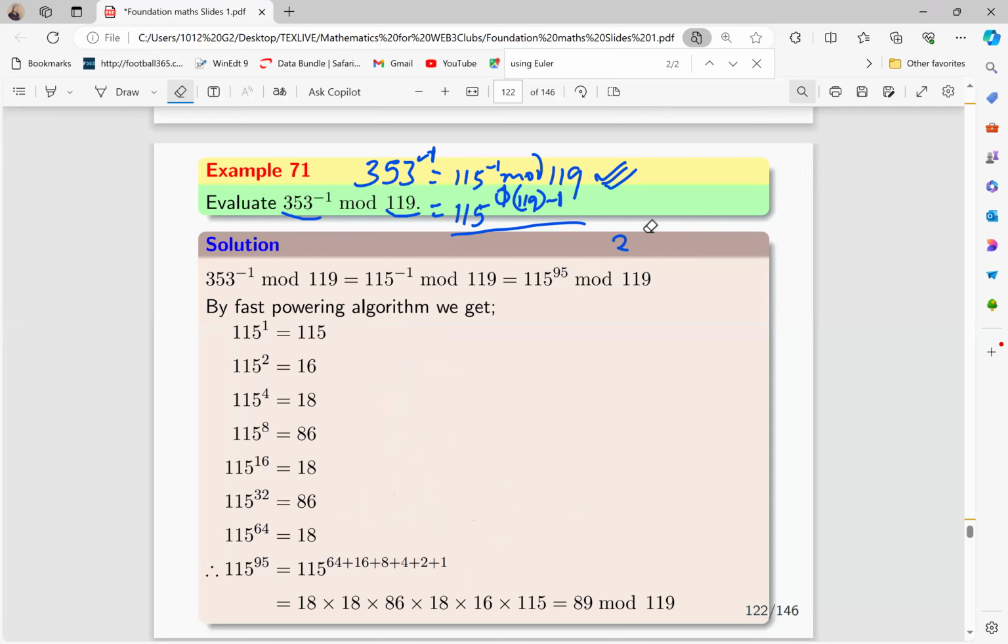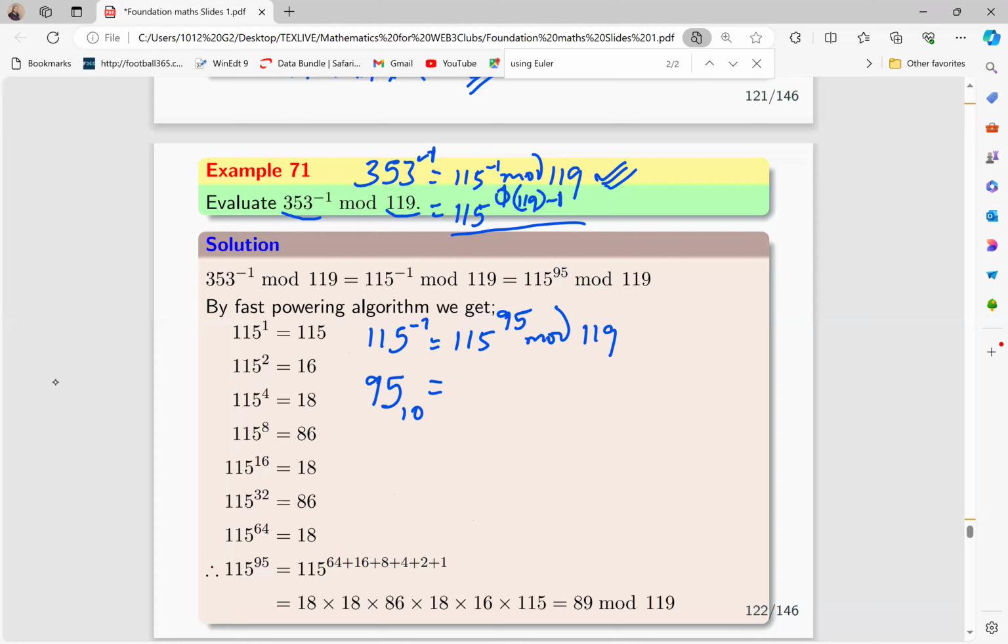So what that means to us is that the inverse of 115 is just 115 raised to 95 mod 119. It is this 95 that we agreed it's easier if we change it to binary. And how do we do that?